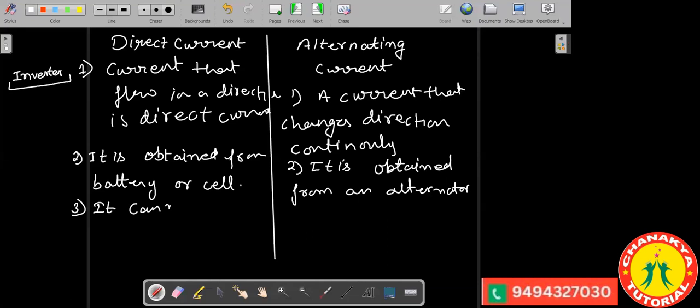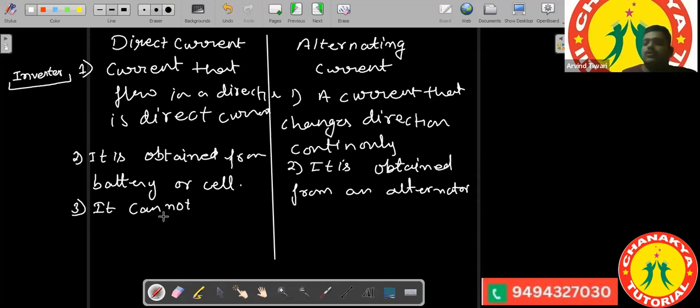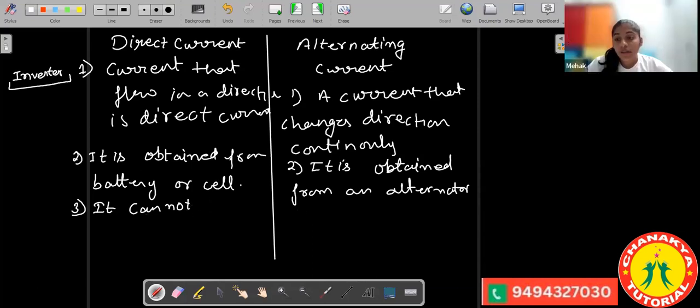Sir, can DC current change directions? No, DC current cannot change direction. However, it can be turned on and off. You can turn it on, you can turn it off. That can happen, but it cannot change directions. Sir, the fans which are in our home, are they AC current?